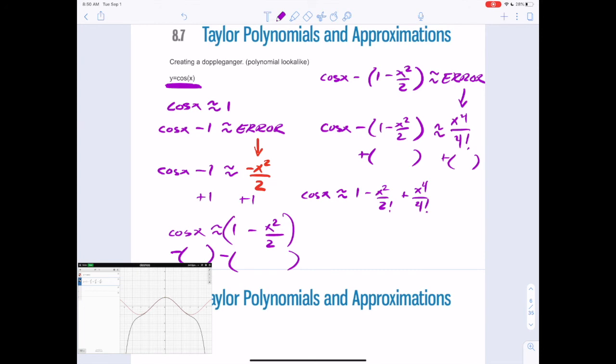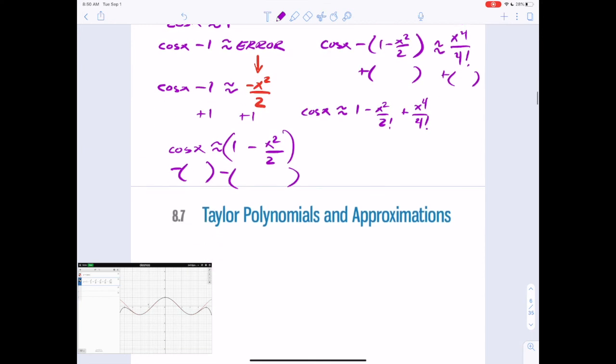What would the next one be? Would it be minus or a plus? It would be a plus. We're alternating in signs. And this is going to be x to the 8th over 8 factorial. Next one is going to be minus x to the 10 over 10 factorial. And I could go all day, right? So here we go. Cosine x is approximately 1 minus x squared over 2 factorial plus x to the 4 over 4 factorial minus x to the 6 over 6 factorial, and so on.